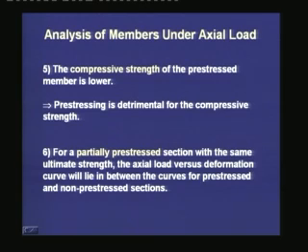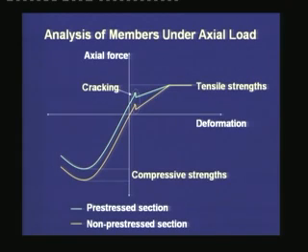Now, the sixth inference is that for a partially prestressed section with the same ultimate strength, the axial load versus deformation curve will lie in between the curves for prestressed and non-prestressed sections. What we are saying is that this orange line represents the curve for a reinforced section, and the blue line represents the curve for a prestressed section, both of which have equivalent tensile strength.